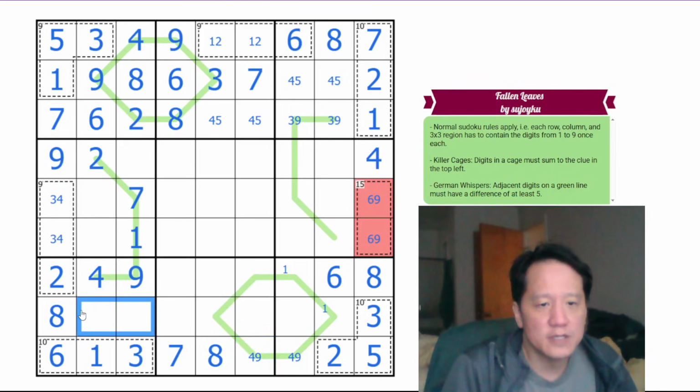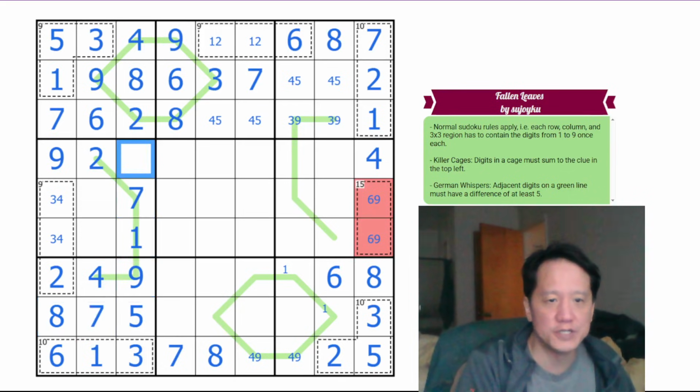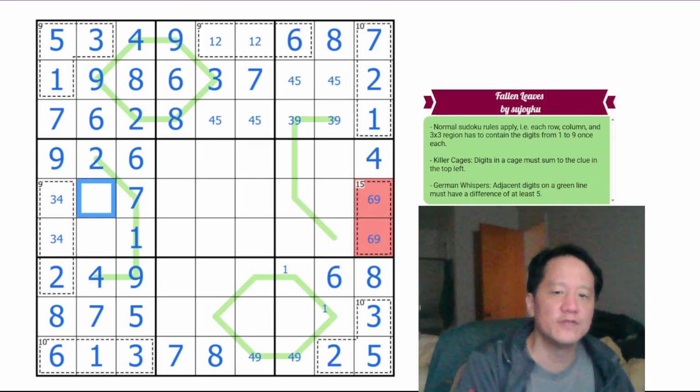Remaining digits in this lower left-hand box are 5 and 7. 7 cannot be here because of 7 in the column, so this is 5, which makes this 7. Remaining digit in column 3, then, is a 6. Remaining digits in column 2, we have 5 and 8. So either of these can be 5 or 8.